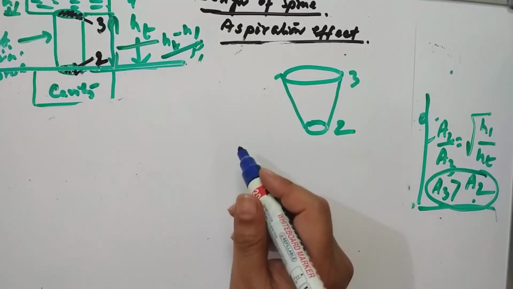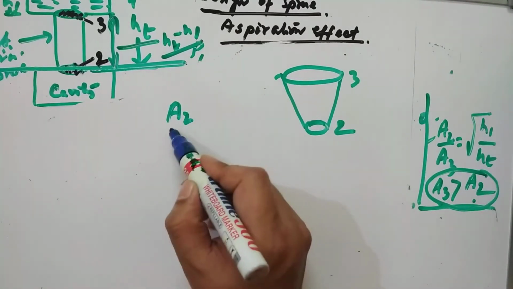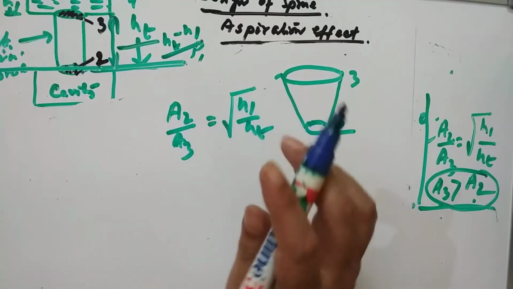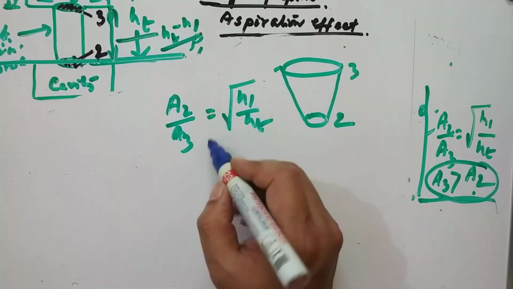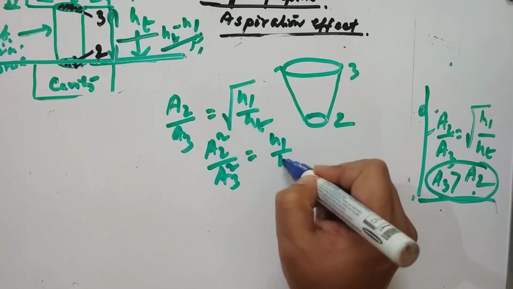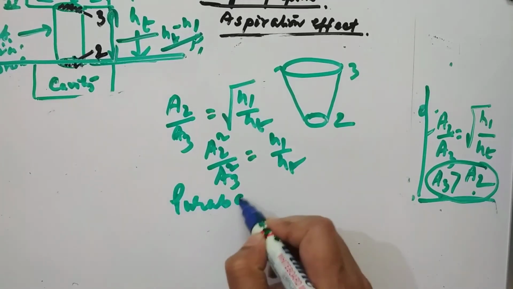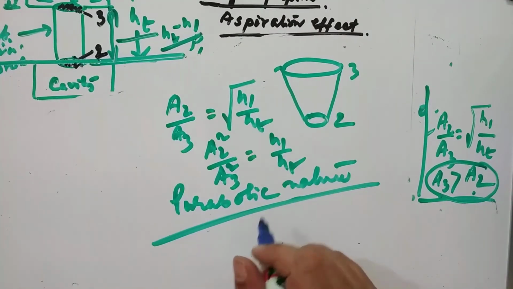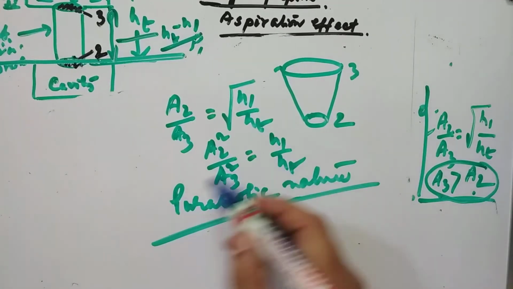Now look, from this equation you can tell A2 by A3 should be equal to root over H1 by HT. This is the required expression coming out. And if you consider this one, A2 square by A3 square should be equal to H1 by HT as well. Now this equation is of parabolic nature. What happens in actual practice: sprue should be of parabolic nature.